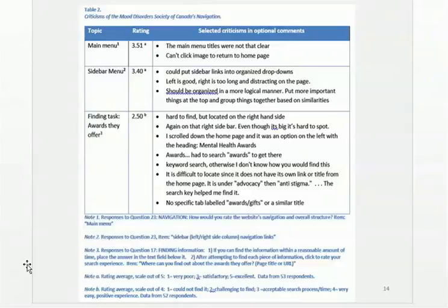We also have, let's look at the purpose and the content. The title is Criticisms of the Mood Disorder Society of Canada's Navigation. And this is based on question 23, these 2 rows. And this question is from question number 17, it says in the notes. And question 17 is on finding information. Question 23 is on navigation. They're related to the title of navigation, so that's great.